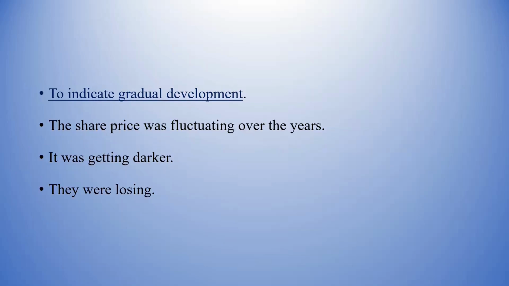Next, we use past continuous to indicate gradual development that happened in the past. For example, the share price was fluctuating over the years. It was getting darker. They were losing.